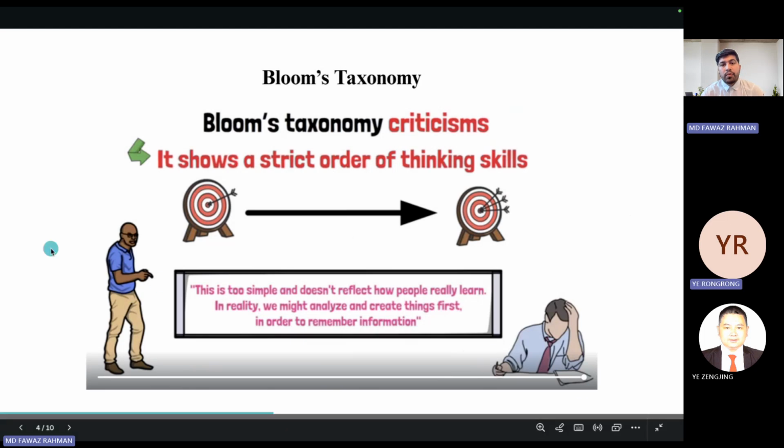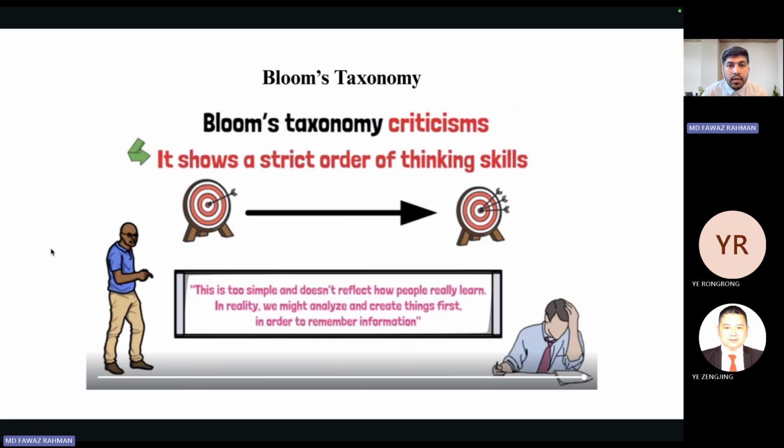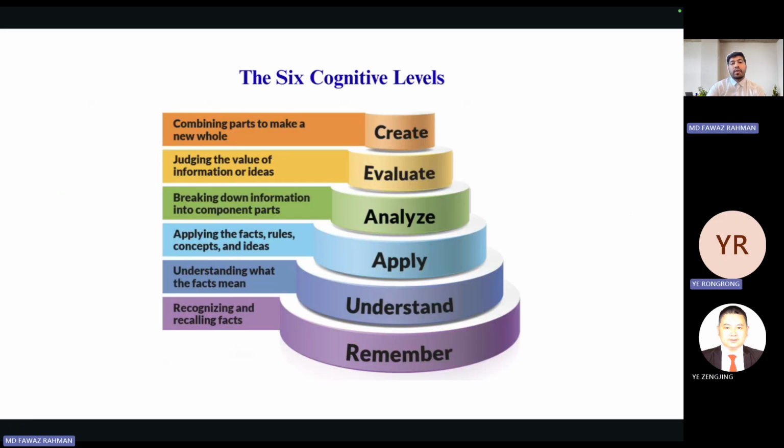Okay, so in this video, I think we covered Bloom's taxonomy. In this video, we saw there are six cognitive levels. Create is combining parts to make a new whole, and evaluation comes before it. But if we go to the first stage, it is remember: recognizing and recalling the facts.